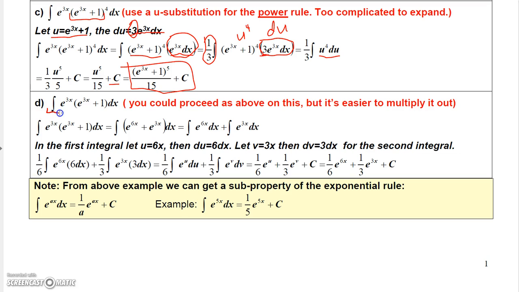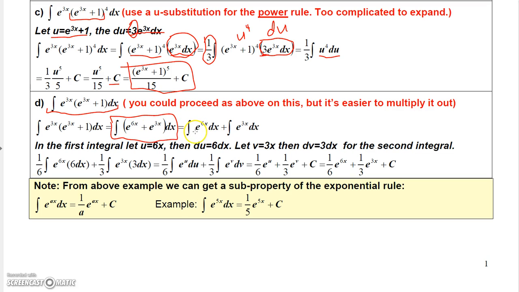Now, I took a little detour here to show you another one like this. You could do this one like you did up here, but actually this one's not raised to a power. So since this e to the 3x plus 1 is not raised to a power, you could just distribute the e to the 3x through here by multiplying. So e to the 3x times e to the 3x is e to the 6x, and e to the 3x times 1 is e to the 3x. So then I get this.